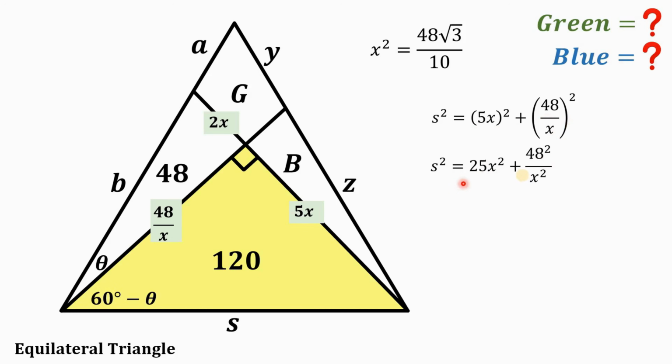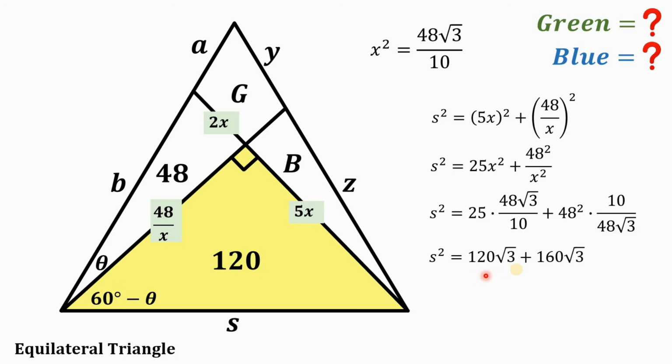Simplify. We have 25x squared plus 48 squared all over x squared, and we know the value of x squared. This is 48 times square root of 3 divided by 10. Substitute the value of x squared, and we have 25 times 48 times square root of 3 over 10 plus 48 squared times the reciprocal of x squared, which is 10 over 48 times square root of 3. Simplify this, we get 120 times square root of 3 plus 160 times square root of 3. And if we add those values, we get 280 times square root of 3, which is our s squared.